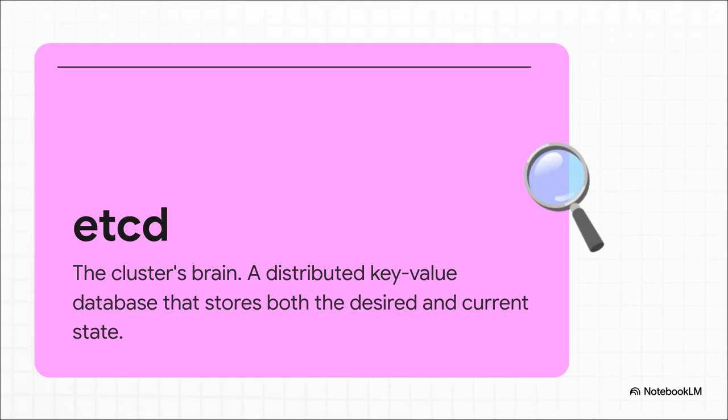So, where does that reception desk file all this paperwork? It stores it in etcd. You can think of etcd as the cluster's memory, its single source of truth. It's a super reliable database that keeps track of, well, everything, what you want to be happening and what's actually happening in the cluster right now.